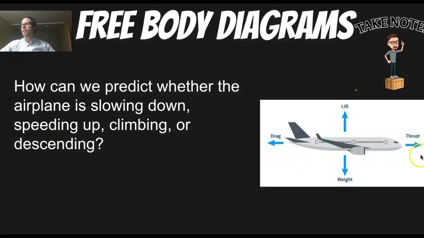There are four basic forces involved in an airplane flying. There's the weight, which is the force of gravity. There's drag, which is the air resistance pulling back on it. There's lift, which is what is making it go upwards, and there's thrust, which is making it go forward. So you've got these four forces involved, and depending on how big they are relative to each other, we could figure out if it is slowing down, speeding up, climbing, or descending. So let's take a look at how we might do that.